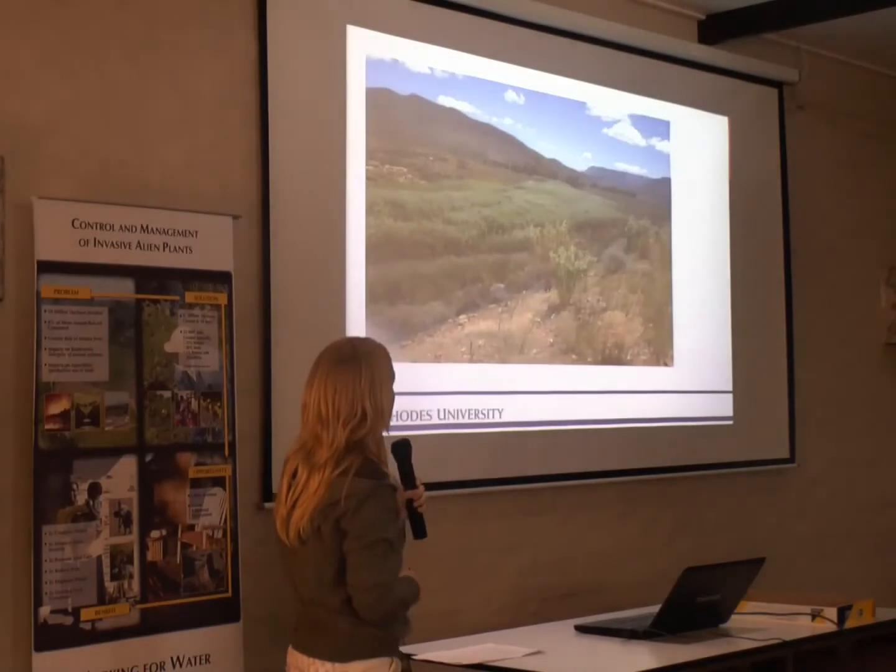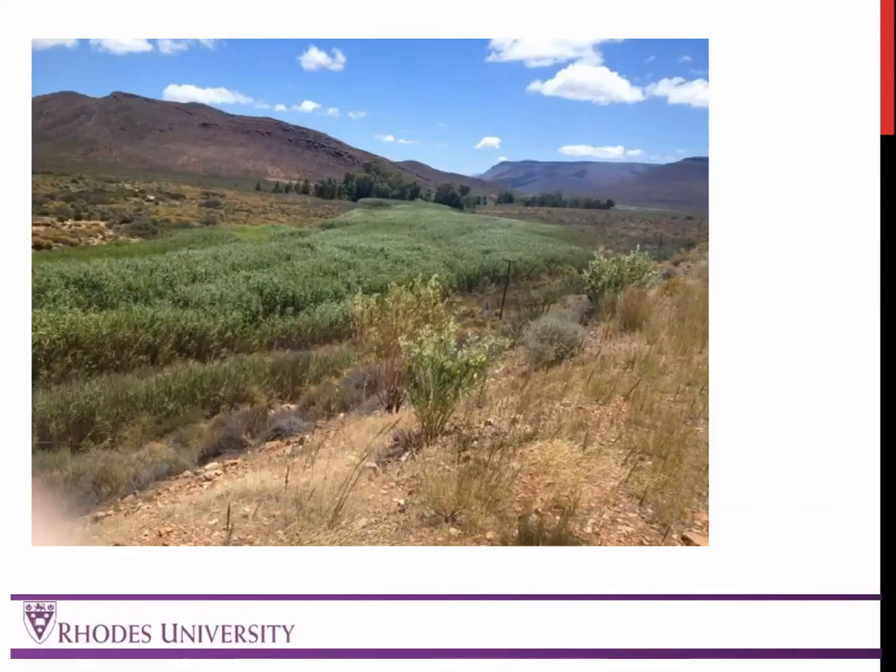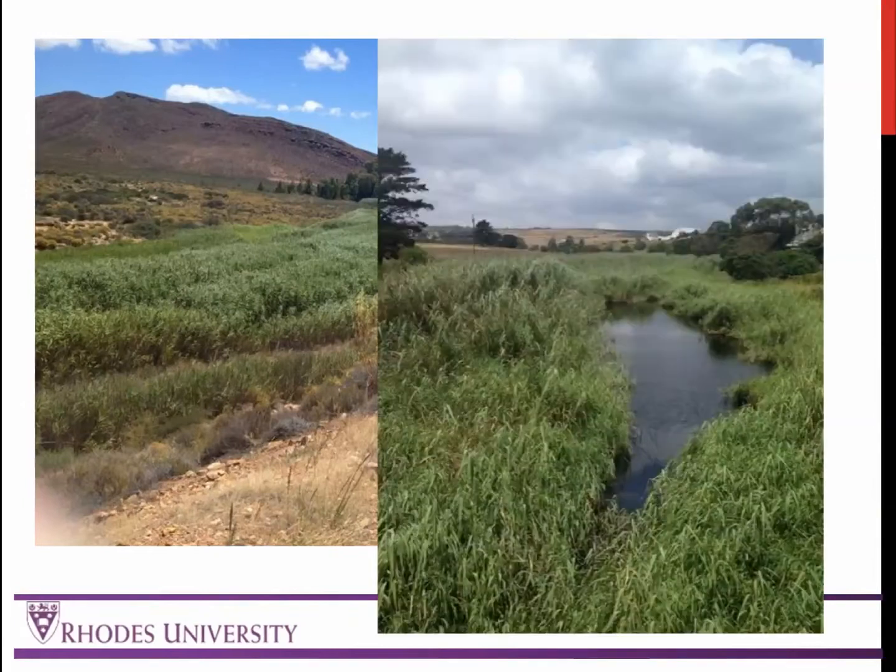And just to show you an image, this is taken of a Phragmites stand in the Western Cape along the wine region. And you can see here, this is quite a dense stand of Phragmites. And then here by Gullis Bay, another example of a Phragmites stand.